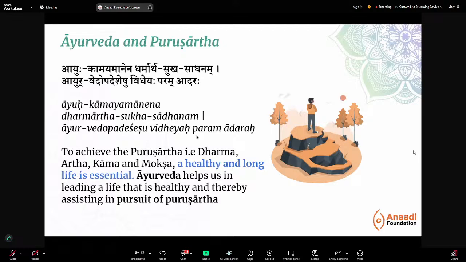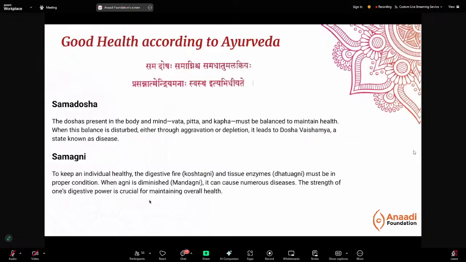What does Charaka Samhita say about Ayurveda or good health according to Ayurveda? Charaka Samhita says, Samadosha Samagrischa Samadhatu Malakriyah, Prasannatmendriya Manaha Swastha Ityabhidhiyate. Samadosha means all the doshas in the body should be balanced. So Vata, Pitta, Kapha should be balanced in order to lead a healthy life.